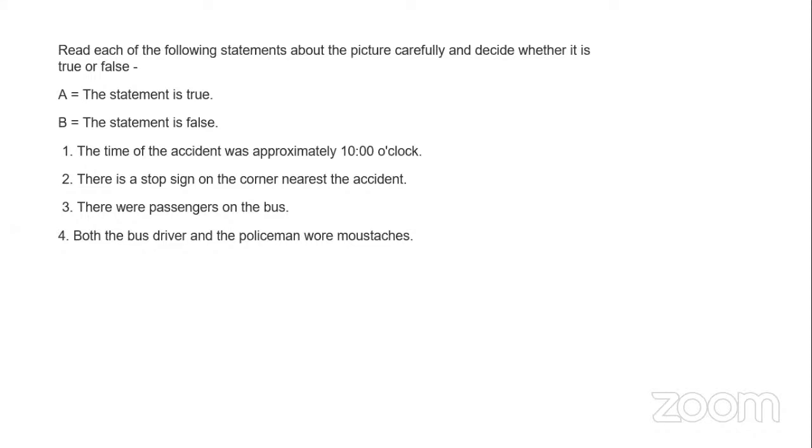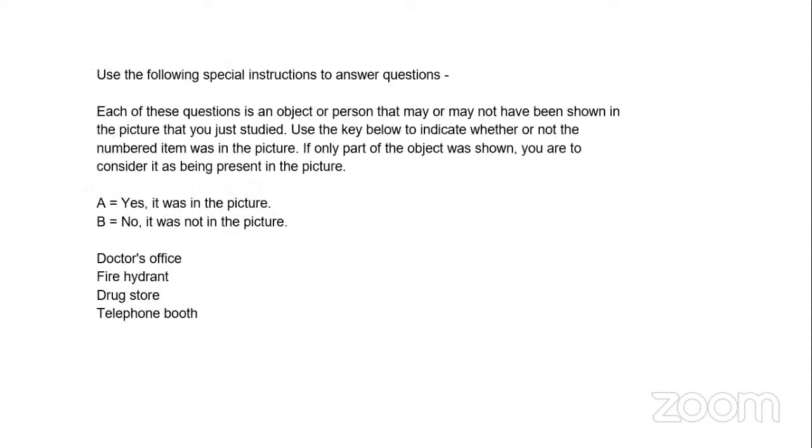Okay, fine. I hope everyone has answered. Let's move on. Using the following special instructions to answer the questions, each of the following questions is an object or a person that may or may not have been shown in the picture that you just studied. Use the key below to indicate whether or not the numbered item was in the picture. If only part of the object was shown, you are to consider it as being present in the picture.